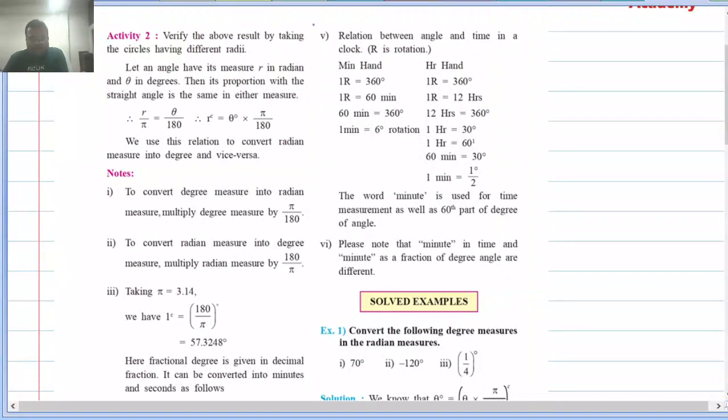So this particular relation is very important. Okay. Let's go through this. Relation between angle and time in the clock. One revolution of minute hand is 360. One revolution of hour hand is 360. When a minute hand goes through one revolution, it is 60 minutes. And when hour hand goes through one revolution, it is 12 hours. So 60 minutes is 360 and for hour hand 12 hours is 360. Okay, we just remember this and we don't go for all these things. Okay, fine.